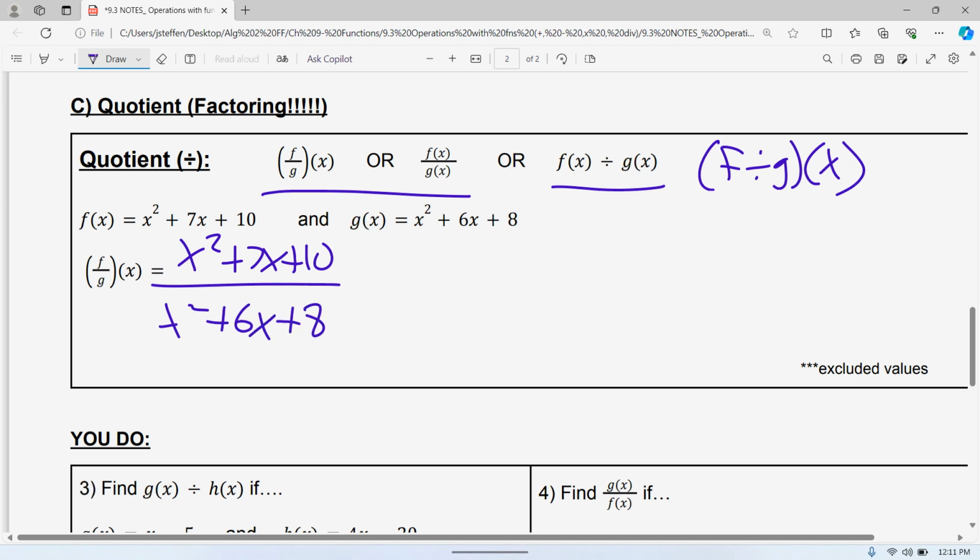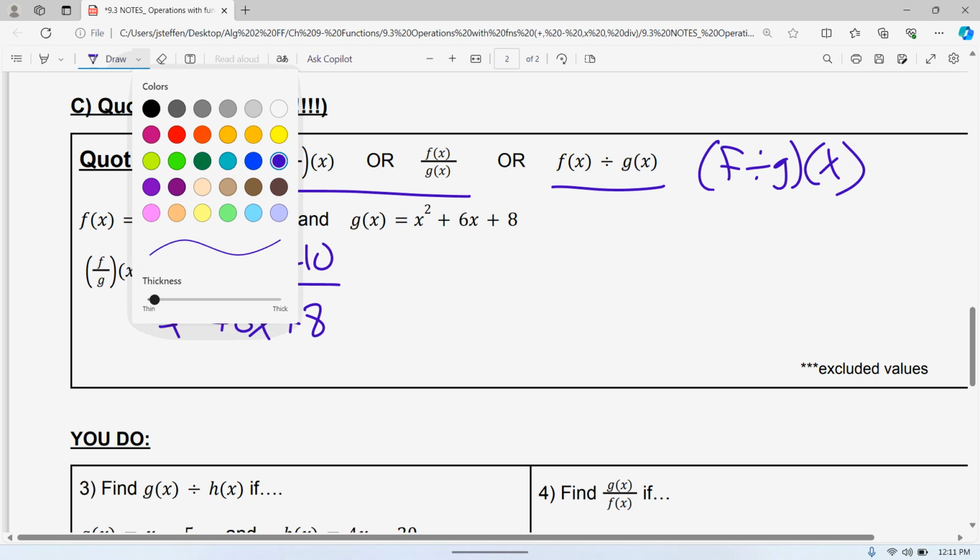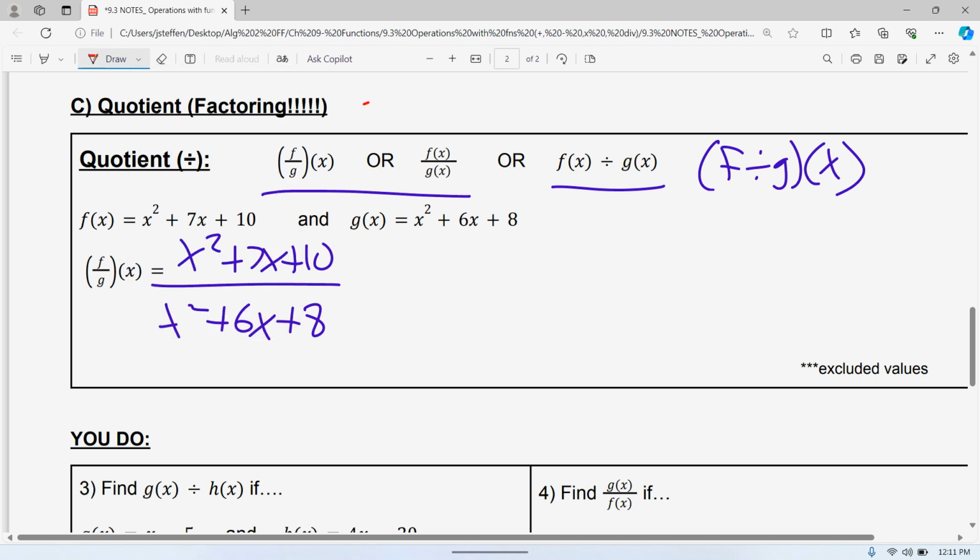Now from here, the first thing I will tell you is you can't cancel anything yet. One of the common mistakes with this one is people try to cancel these x squares, because eventually if you have the same thing on the top and the bottom, they cancel. But you can only cancel multiplying. Right now it's x squared plus this and x squared plus this, so if it was x squared multiplied, then you'd be able to. If it's multiplication, you can. If it's adding or subtracting, you can't. So the way you can remember is we need to change that into multiplying.